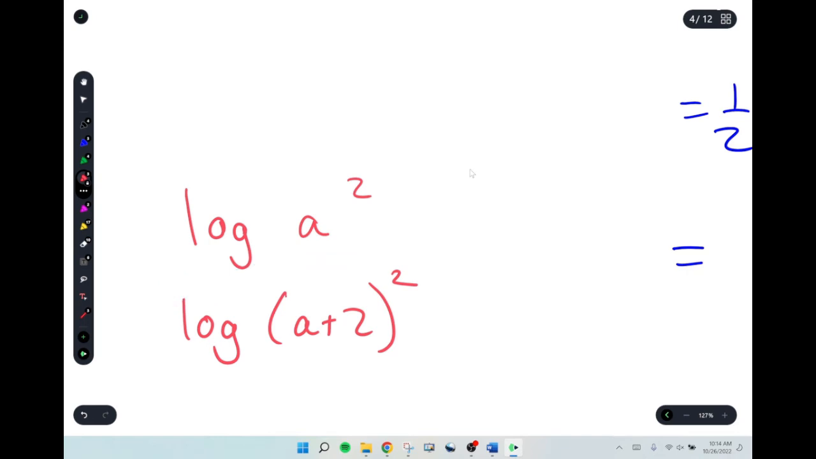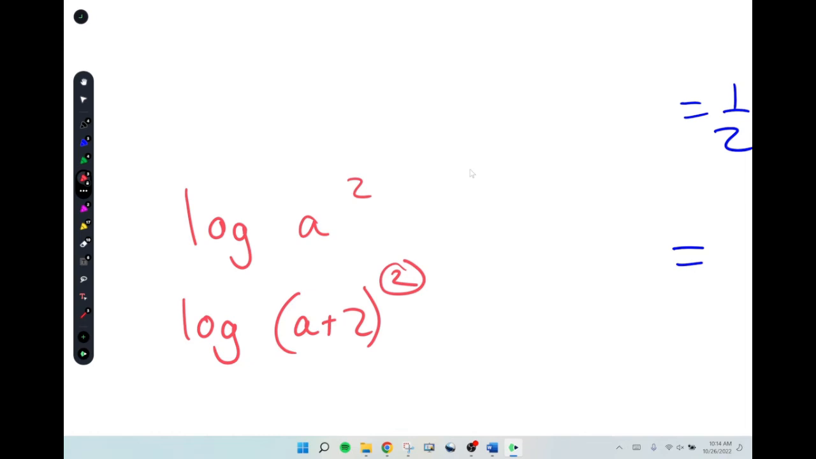Or even if this was a plus 2 squared and it looked differently, it looked like that, and you have double parentheses, and it's still inside of these big parentheses. Basically, what I'm saying is, and a lot of times they show you that in the book, the parentheses around the log don't matter, right?